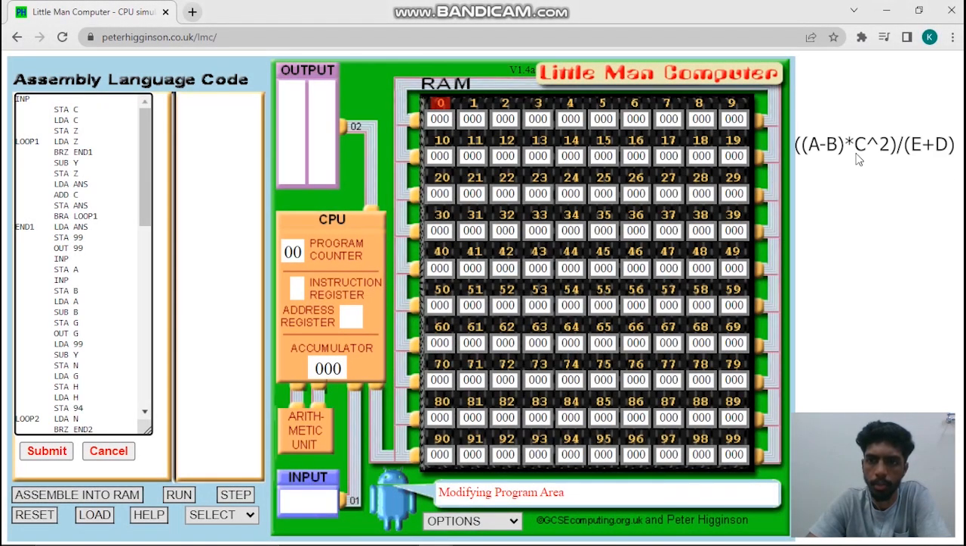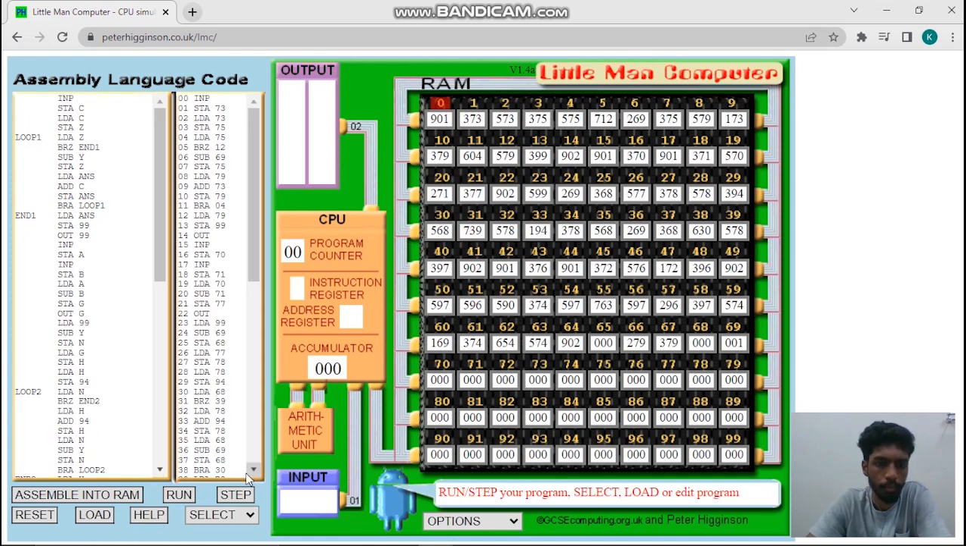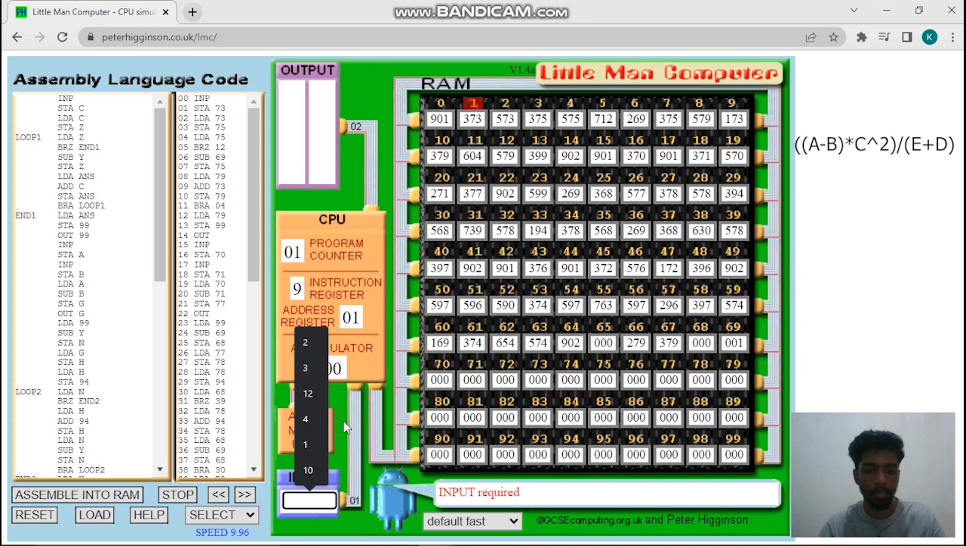So this is my equation here. We have to first submit this language code and run it. First it will ask for input, and I am going to do C square first. So my input will be 5. As you can see, it has 5, and it has already given the output of 5 square, which equals 25.